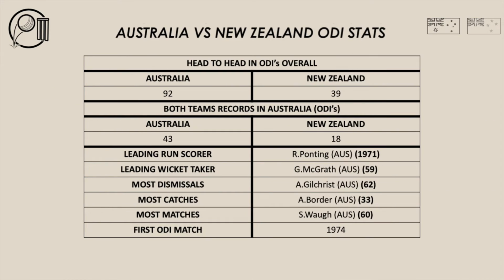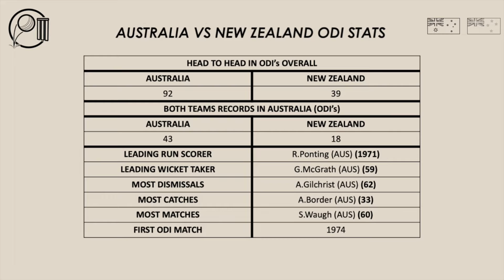Let's have a look at the ODI stats between Australia and New Zealand. Head-to-head in ODIs overall, Australia are leading that with 92 wins to New Zealand's 39. Both teams' records in Australia and ODIs. Australia lead that, 43 wins to Australia, 18 to New Zealand.